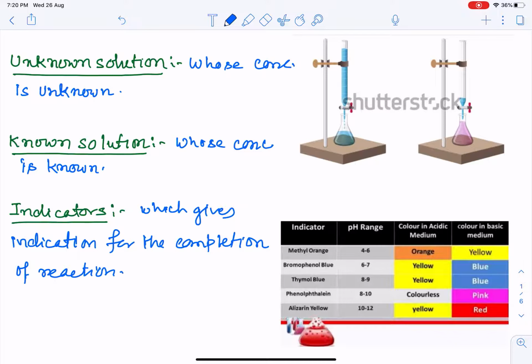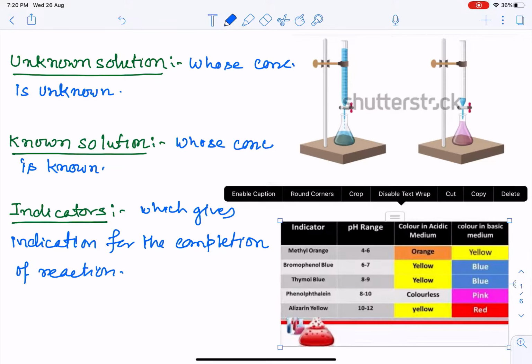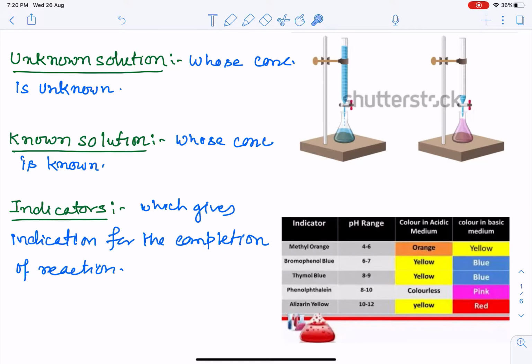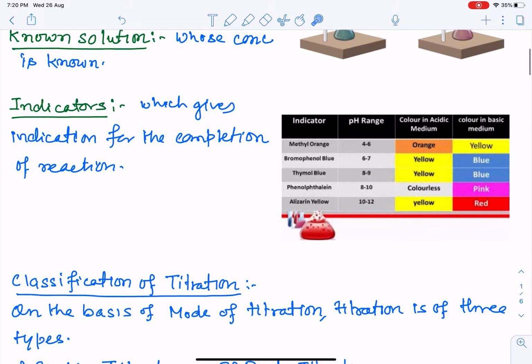Most of the time when we are talking about acid base indicators, we normally use indicators like methyl orange, bromophenol, thymol blue, phenolphthalein, alizarin. Most of the cases we usually use methyl orange and phenolphthalein. Methyl orange changes the color in the pH range of 4 to 6, whereas phenolphthalein changes the color in the pH range of 8 to 10. So how to do this titration and how to find out the concentration of the unknown solution, right?